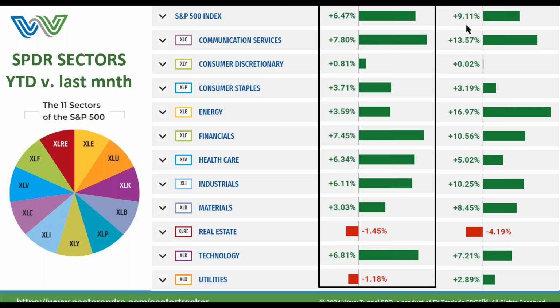If you look at all of the other sectors, so this is year to date versus last month, the worst performing is real estate, and that continues to be the worst performing today. And after energy comes communications services, followed by financials. Okay, so we're going to delve into this a little bit more. But these are all of the different sectors that comprise the S&P.